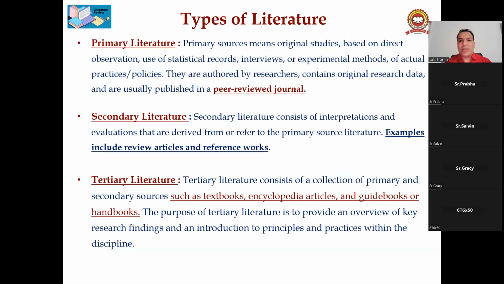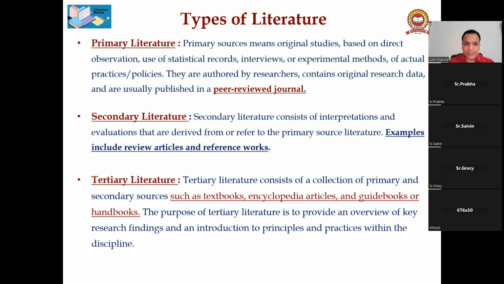Primary source means original studies based on direct observation, use of statistical records, interviews, experimental method of actual practices, policies. They are authored by the researchers, contain original research data and are usually published in a peer-reviewed journal. Secondary literature. What is secondary literature? Secondary literature consists of interpretations and evaluation that are derived from or refer to the primary source literature. Examples include review articles and reference works. That which is derived from the primary source literature is called the secondary literature.